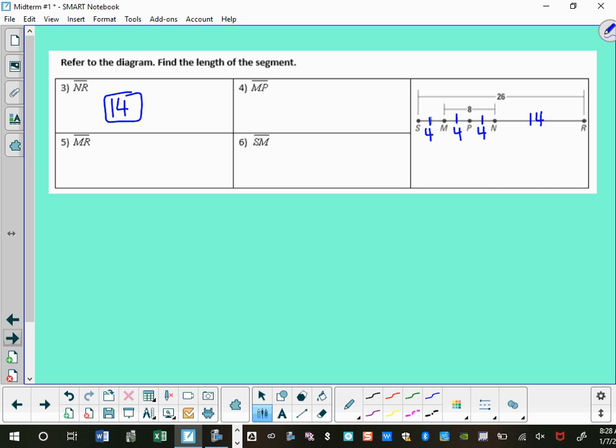All right, number 3, what's the length of NP? 4. All right, number 5, the length of MR. For MR, we have 4 plus 4 plus 14. 22. And then for SM, 4. Any questions there?